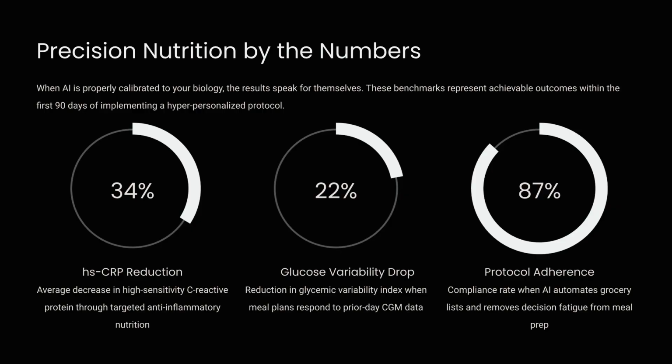Precision nutrition delivers measurable results. Achievable benchmarks within 90 days include a 34% average reduction in HSCRP, a 22% drop in glucose variability, and an 87% protocol adherence rate due to automated meal prep and reduced decision fatigue.